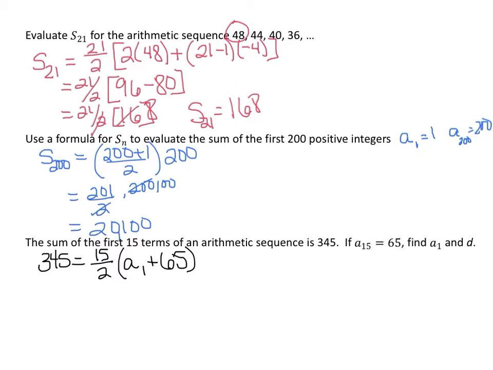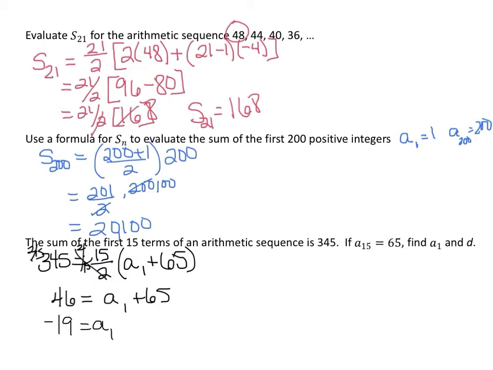The first thing that we'll do is get rid of this 15 halves by multiplying 2 15ths on both sides. Then on the left side of the equation we have 46 is equal to a sub 1 plus 65. Subtracting 65 from both sides, we find that a sub 1 is equal to negative 19. Now that we have a sub 1, we can find d.